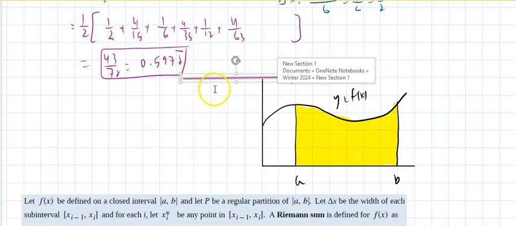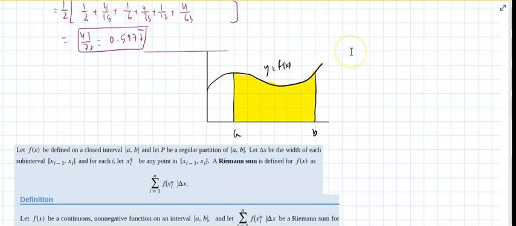Now, we want to make a general case. So suppose we have y equal f of x. Suppose you want to find the area under the curve y equal f of x. Suppose we're starting from a to b, and there's the area that we want.